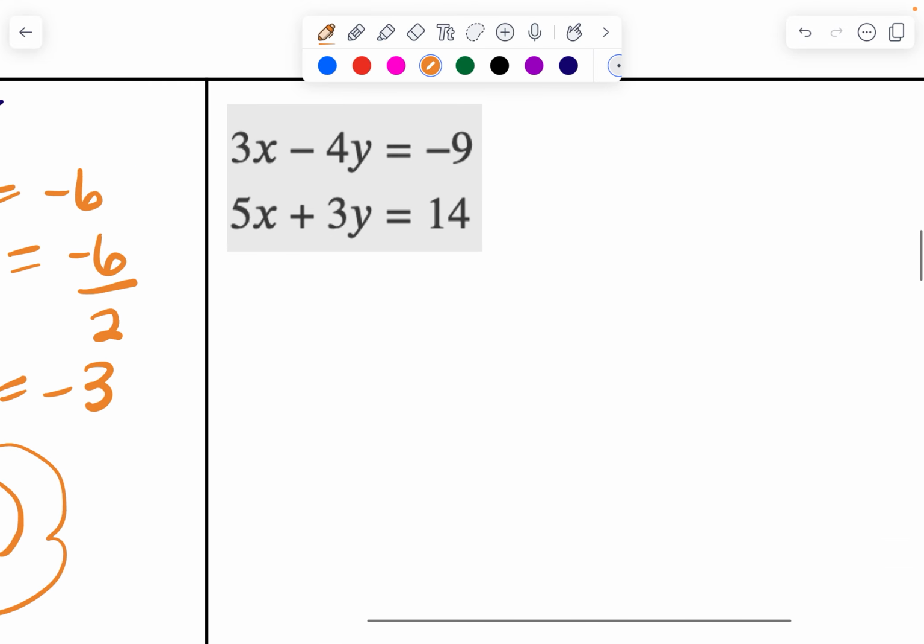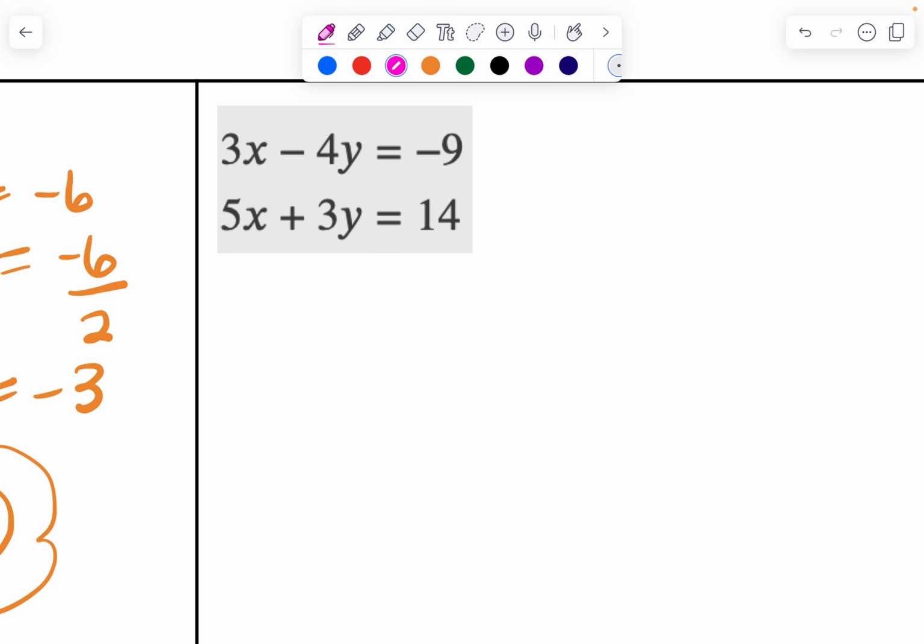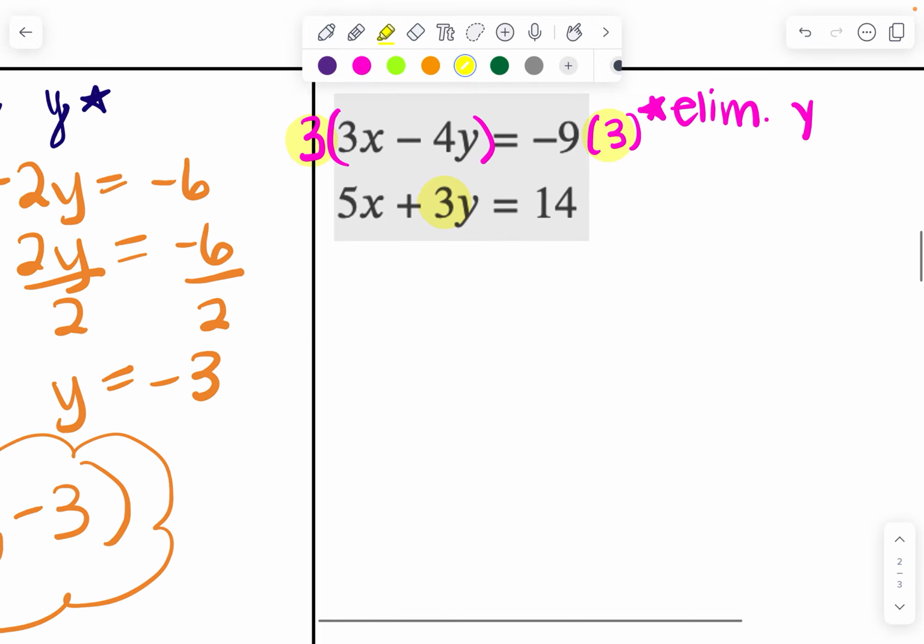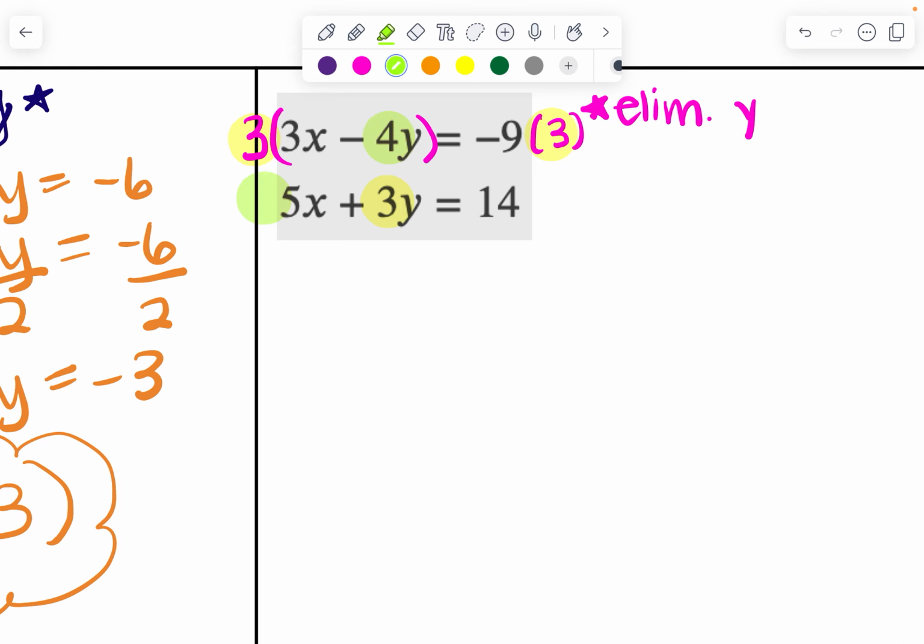All right, one more. Here I'm going to choose to eliminate my y because they already have opposite signs. I have a negative y in my first equation, a positive y in my second equation. So I'm going to multiply my whole first equation by 3 because that's what's in front of y on my second equation. And then I'm going to multiply my whole second equation by 4. And that's how we know that we're going to get opposite numbers in front of our y's.